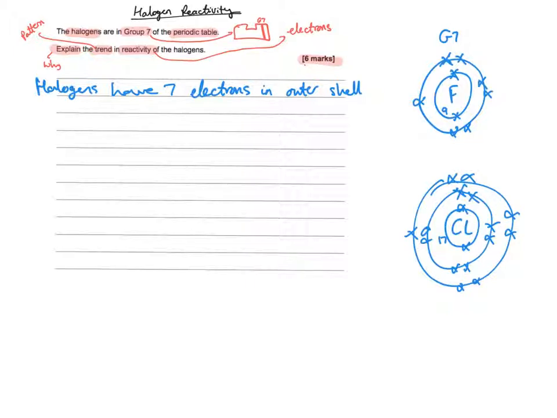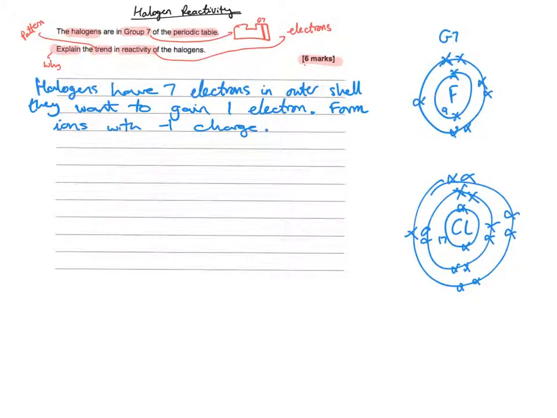So halogens have 7 electrons in their outer shell. They want to gain 1 electron. I know electrons are negative, so if I gain 1 electron, I'm gaining 1 negative. Therefore, when they react, they will form ions with a -1 charge. Because if they've gained an electron, they've gained an extra negative.